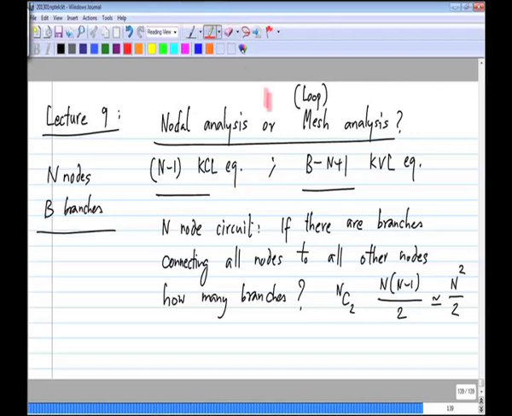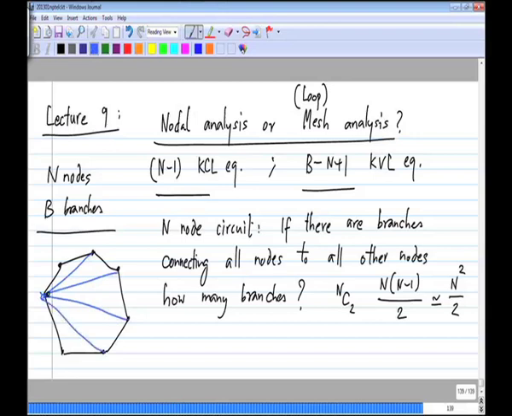Now in reality, it will be somewhere in the middle. It's possible that you have very few branches, that is you just have a single loop. Okay, for instance, you can have n nodes and branches only like that. In this case, clearly the number of KVL equations will be smaller. Alternatively, you can have everything connected to everything else. Okay, something like this. Right, in this case you have a lot more KVL equations than KCL equations.